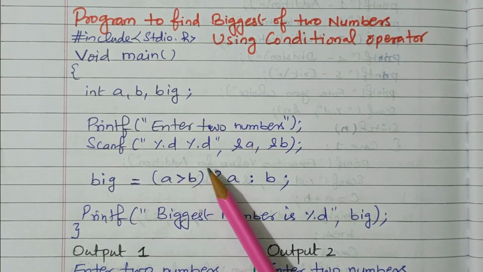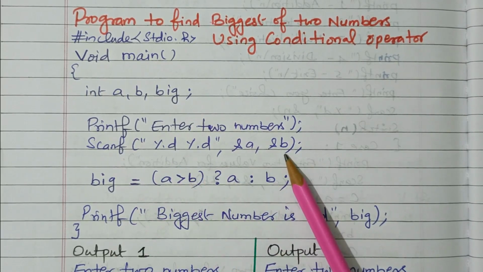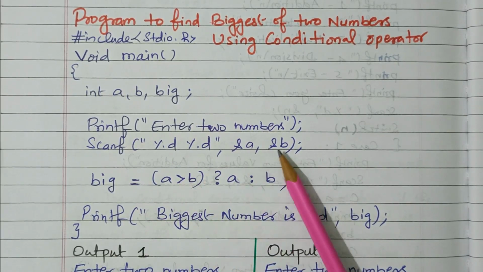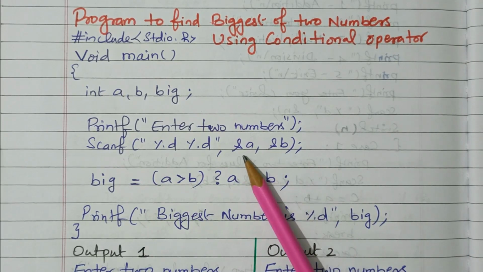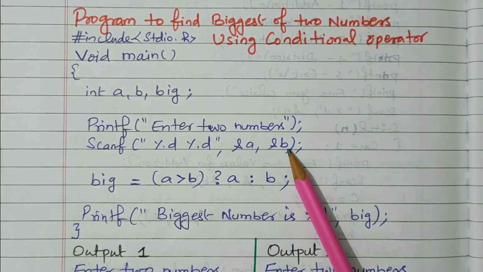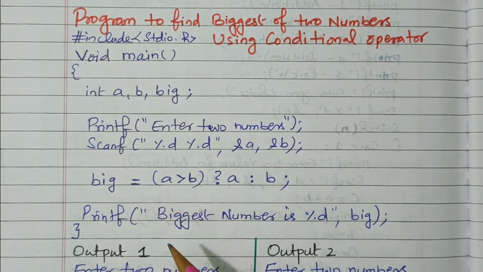scanf("%d %d", &a, &b). Two values are stored in A and B, and &A and &B mean the address of A and the address of B. Now we can go to the conditional operator.